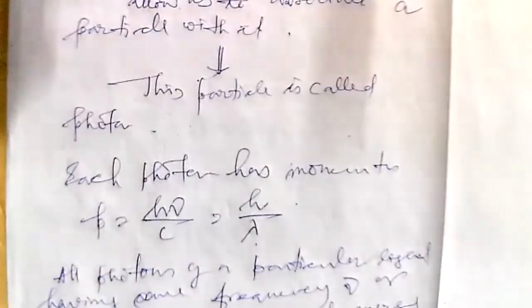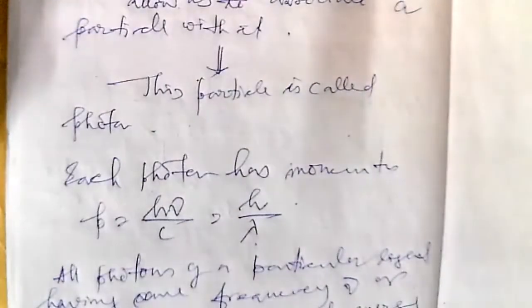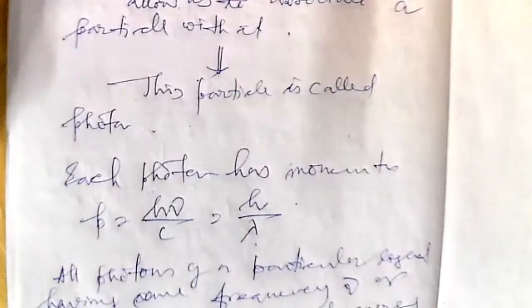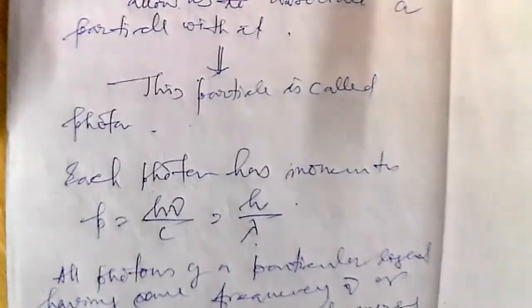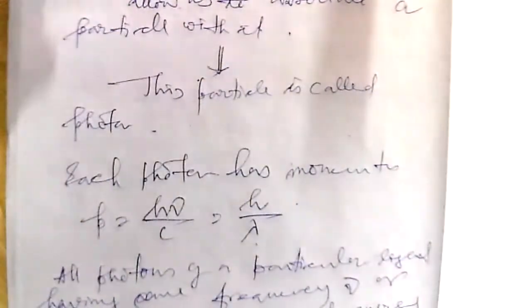Photons are electrically neutral and are not deflected by electric and magnetic fields. This is very important, and this is why its discovery was delayed. A photon is neither deflected by electric nor magnetic field. It is a neutral particle, electrically neutral.